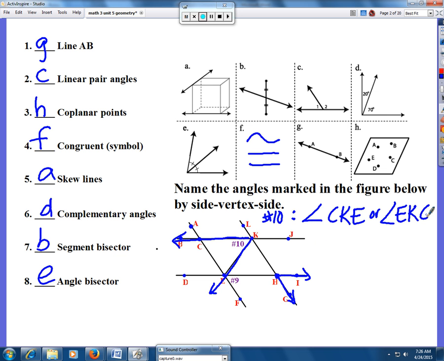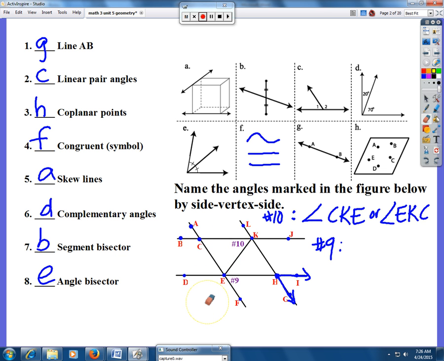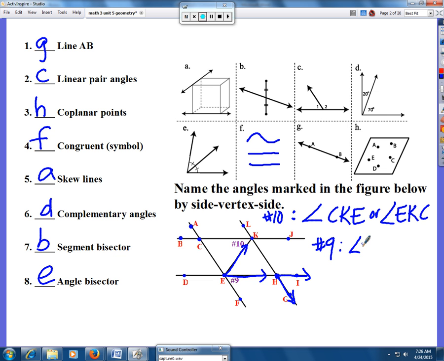Okay, and angle 9. Let's erase this. Angle 9 is made up of these two sides. So we see that K is on one side, so angle K, the vertex is E, and then the other side has either H or I. I'm going to go with H. And again, you could do H, E, K also. So that's how we name angles.